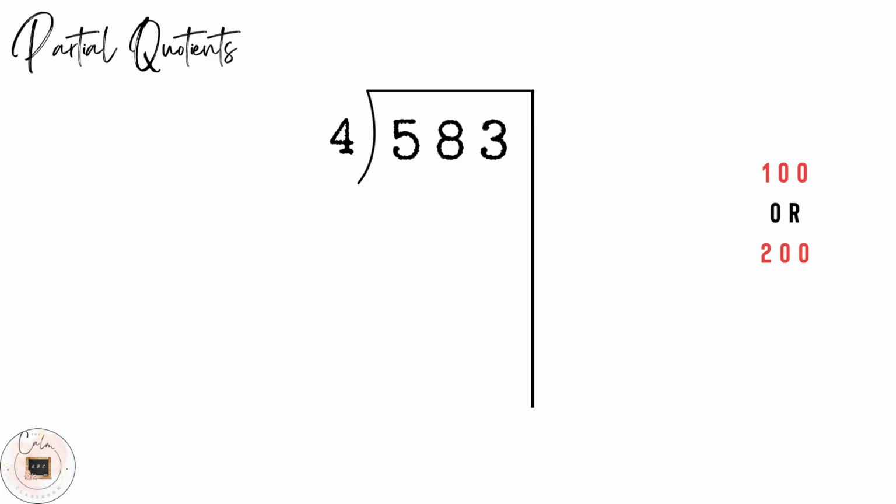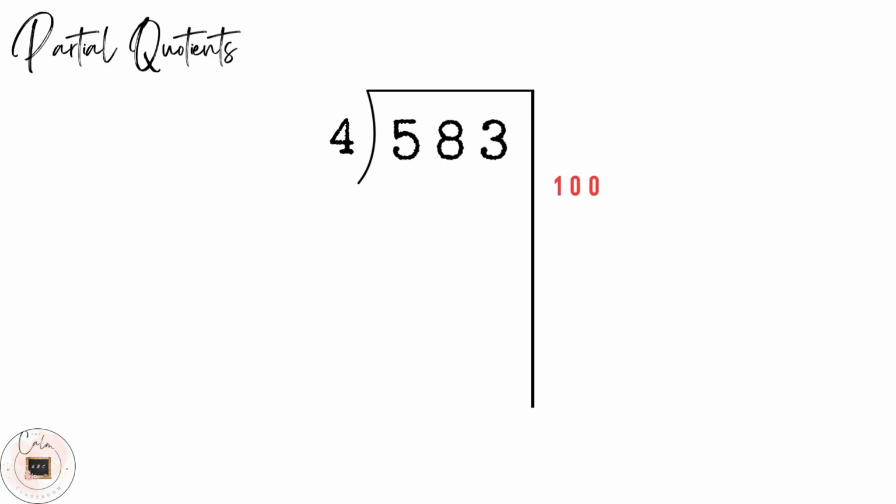I like to start with multiples of 100. So let's try 100. 4 times 100 is 400. That doesn't go over 583. Let's try 200. 4 times 200 is 800. That goes over, so we can't do 200. We're going to stick with 100.